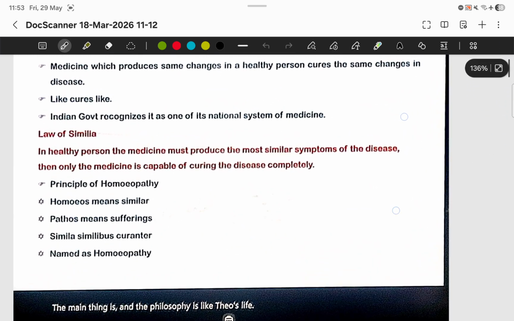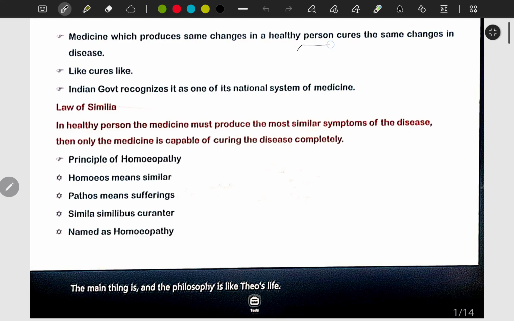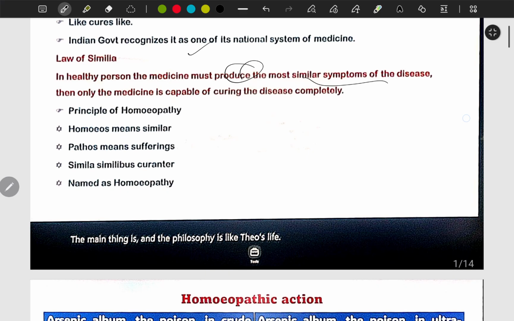A medicine that produces certain changes in a healthy human cures the same changes in disease: like cures like. The law of similars: in a healthy person, the medicine must produce the most similar symptoms of the disease, and only then is the medicine capable of curing the disease. Principle of homeopathy: homeo means similar, pathos means suffering, similia similibus curentur, named as homeopathy.